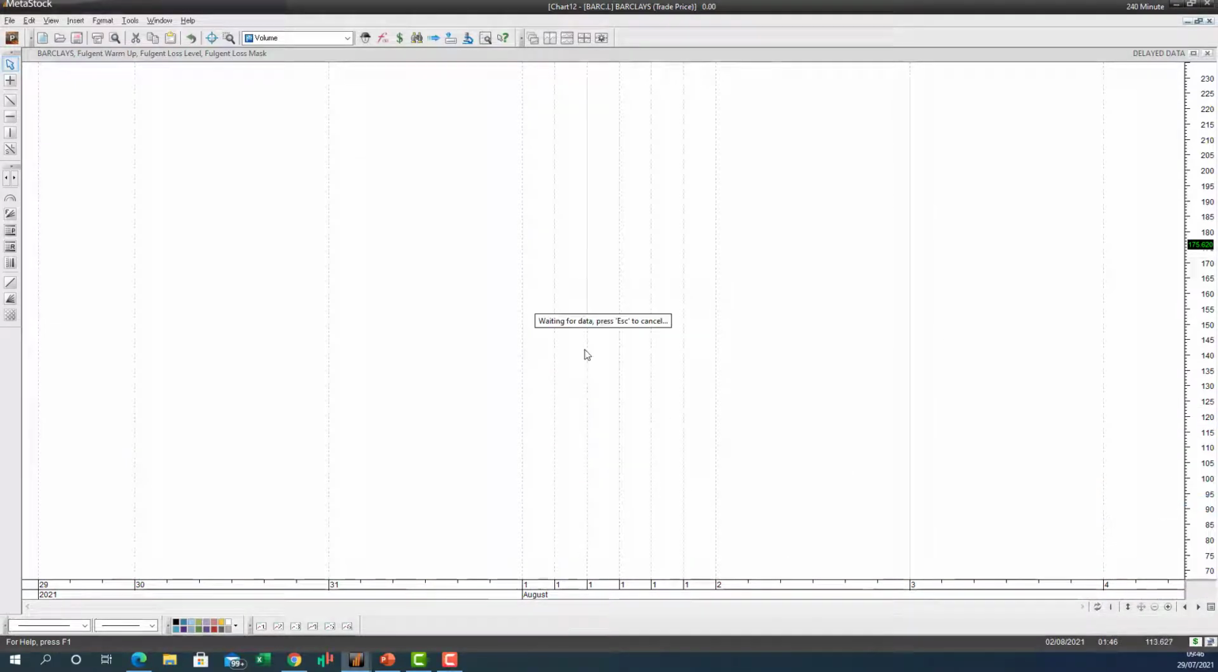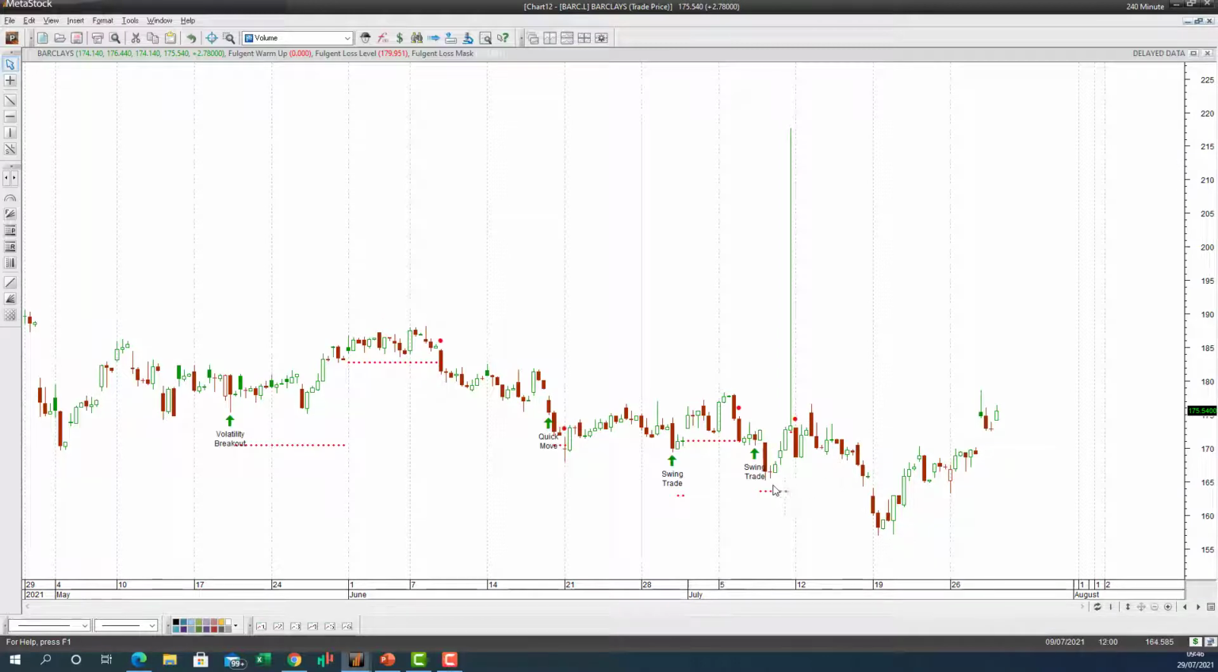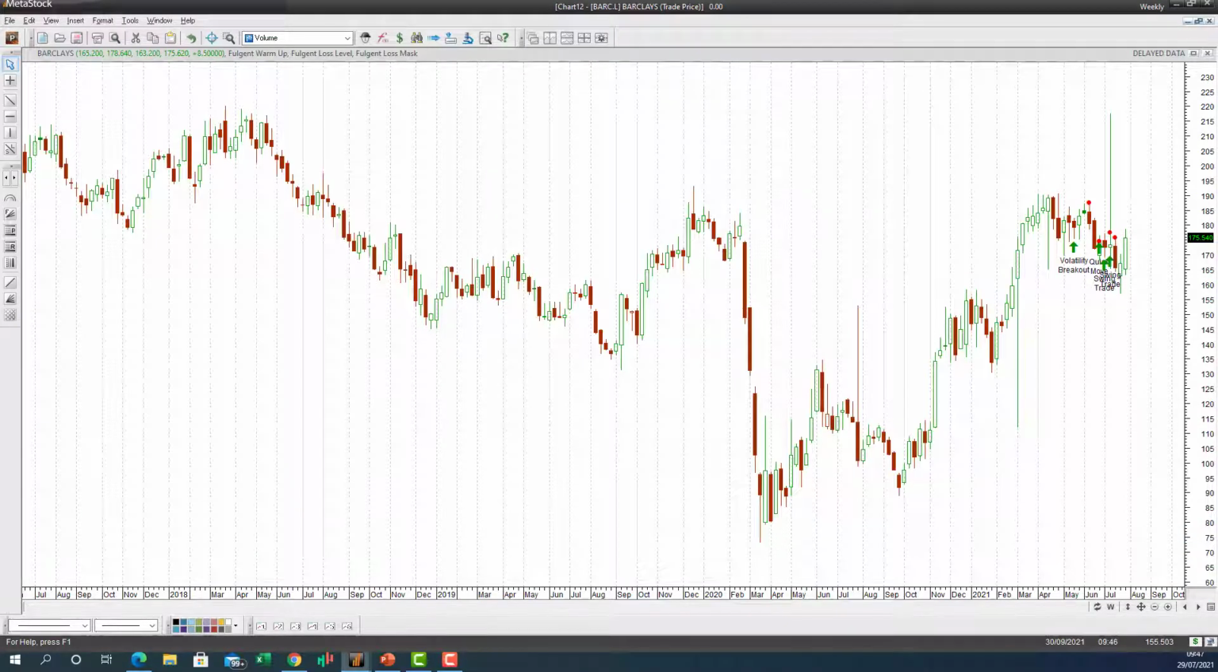What's on the 4-hour chart? Barclays a buyer. Still no definitive signal, but we've had a few quick move volatility breakouts, so there's been a few shorter term trades. What's the weekly telling us of Barclays?